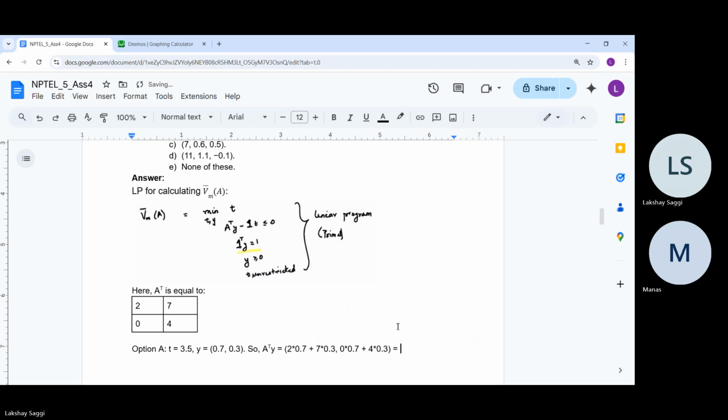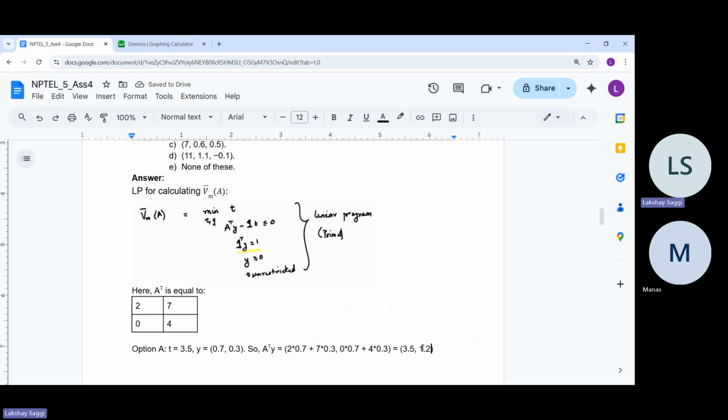And what this is actually equal to. So this is the value of A transpose Y. I'm doing it a bit orally because I think these calculations are not that hard. So 2 into 0.7 will be 1.4 and 7 times 0.3 will be 2.1. So 1.4 plus 2.1 is equal to 3.5. So the first entry becomes 3.5, and the second entry will be 0 times 0.7 which is 0, and 4 times 0.3 will be 1.2. So this will be 3.5, 1.2.